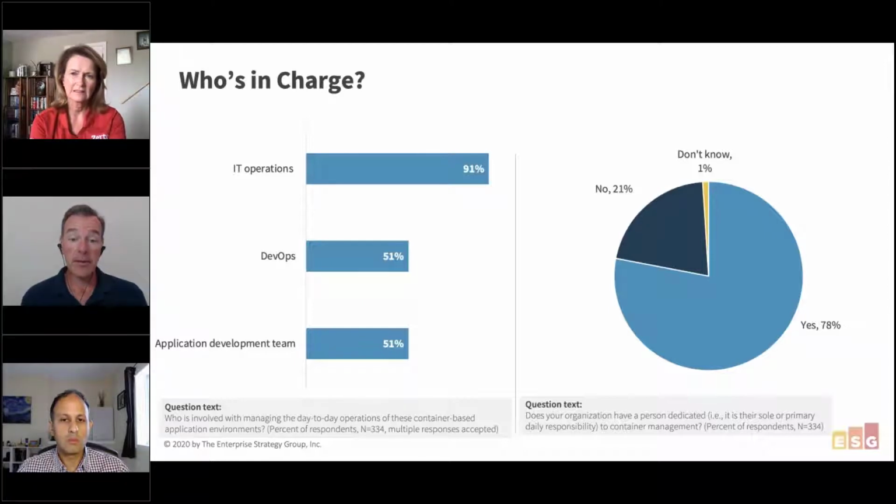Now, the other thing that's interesting is it's become so important now that there are individuals whose job it is to actually manage the containers. So these are, again, people that are going to be very important to talk to as you build the data protection strategy for those environments.